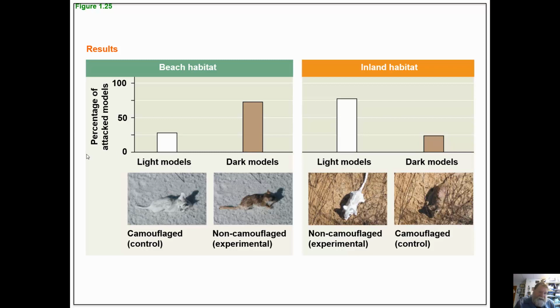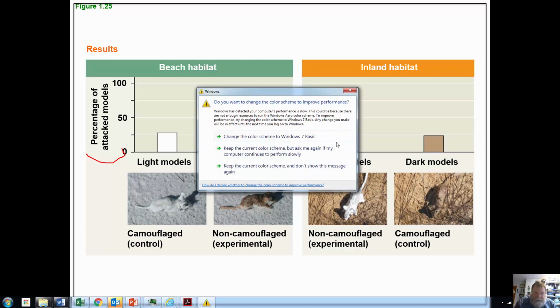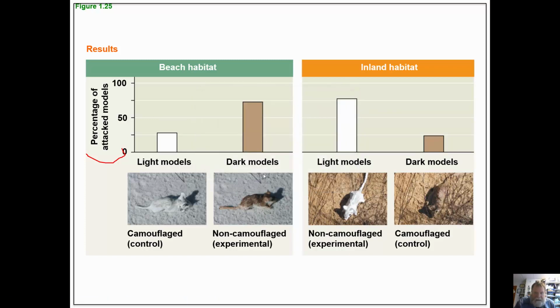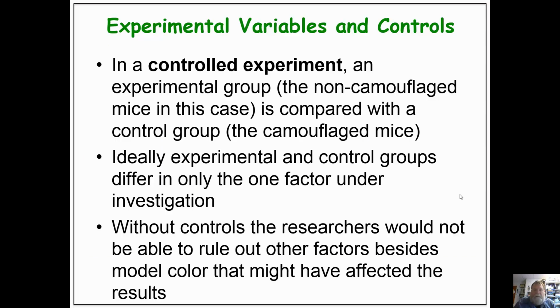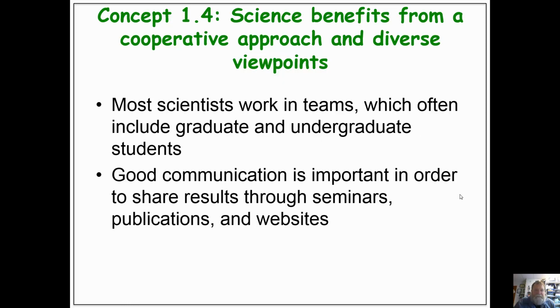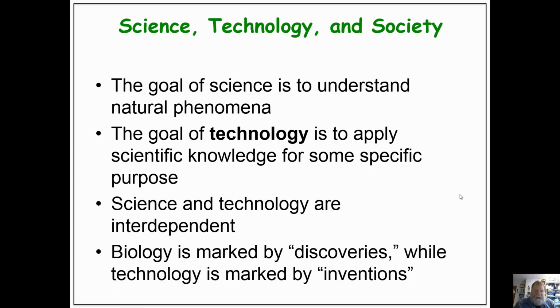So here's the percentage of attacked models. What they did is they put these models out and saw how many times they were attacked. Those models do look actually pretty good. And as you can see, the white mouse is a lot harder to see than the darker mouse on the beach, whereas the darker mouse on the inland area is a lot harder to see than the other ones. They've done a number of experiments on that and basically show it.